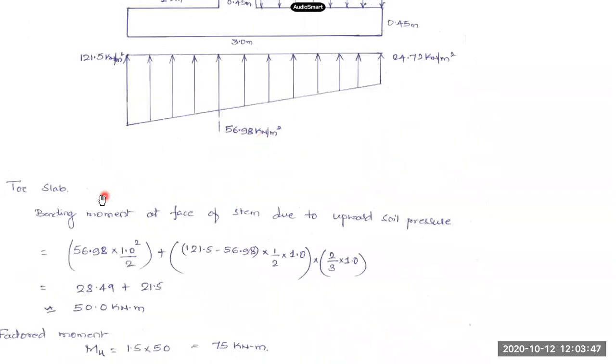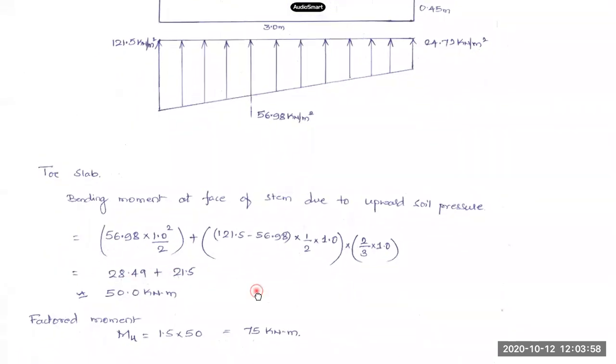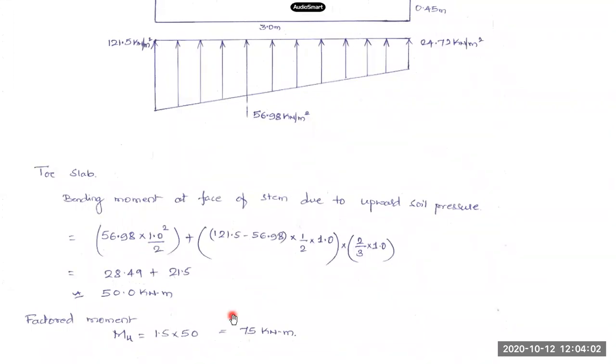And what is the bending moment due to this portion of the base pressure in the toe slab? Do you get this value that is shown over here? Verify that one. I want some answers. Unmute yourself and tell me what that intensity will be.